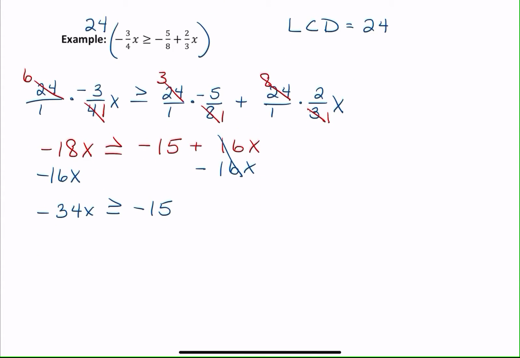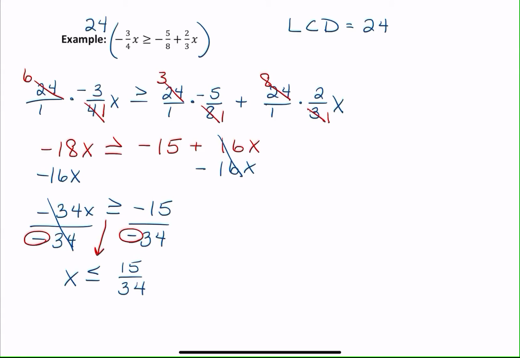Now here I'm going to end up dividing by a negative. So when you do that, make sure you flip the inequality sign. Instead of greater than or equal to, I'm flipping it. And then my negative divided by a negative gives me a positive. So I'll have 15 over 34. A couple things: make sure you flip your sign because of the negatives, and when you have a negative divided by a negative, it becomes a positive. So that is your answer. 15 over 34 won't reduce, so just leave it like that.